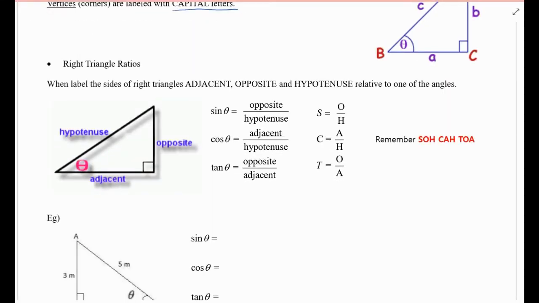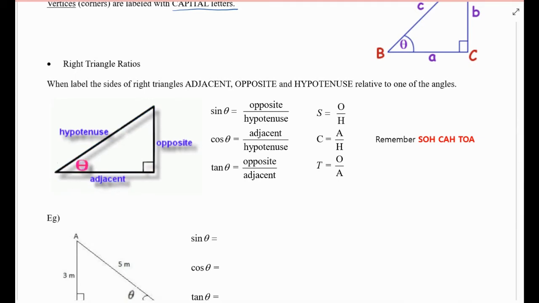Okay, look at this, right triangle ratio. When you have a right triangle, each side has a special name, right? So we're going to learn those names. Look at this angle. We are going to label this angle as theta, and we'll be thinking of all the sides based on this angle theta.